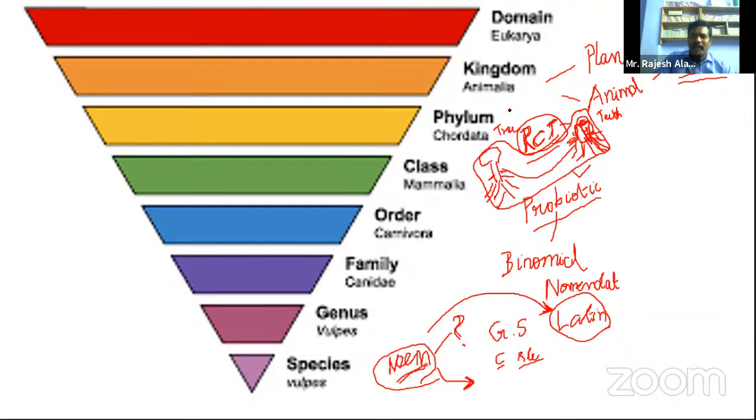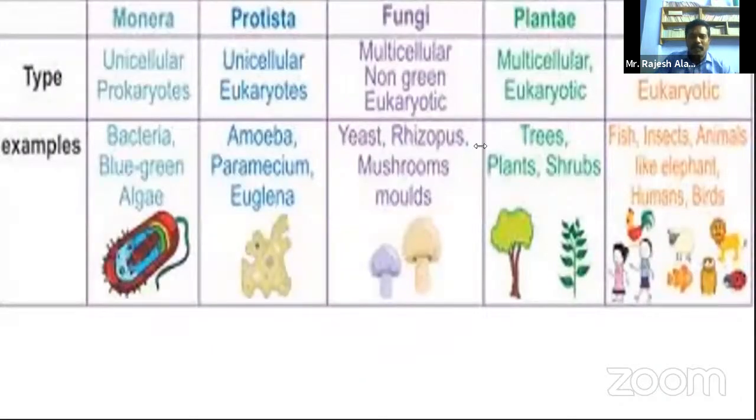Then came what, sir? Five kingdom classification. Who gave five kingdom classification, sir? Very good, R.H. Whittaker. Okay. He gave five kingdom classification. Since it's a revision class, I will make it faster. If you have any doubts or need clarification, kindly stop me, sir. We'll pause and move slower. Okay. R.H. Whittaker, from the exam point of view, we'll discuss it faster.